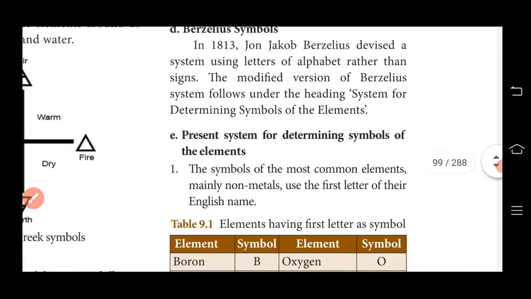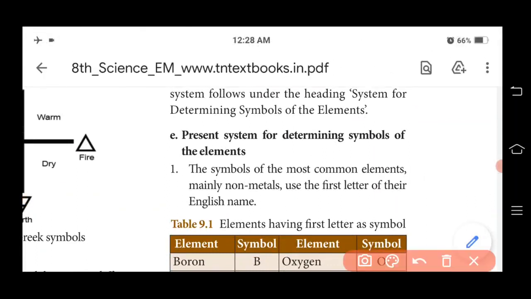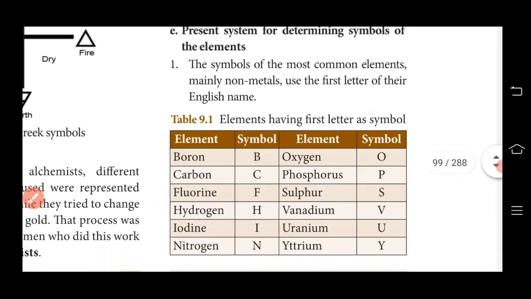And then our present system for determining symbols of the elements. First rule: the symbols of the most common elements, mainly non-metals, use the first letter of their English name. Here the given examples are: boron, B; carbon, C; fluorine, F; etc.